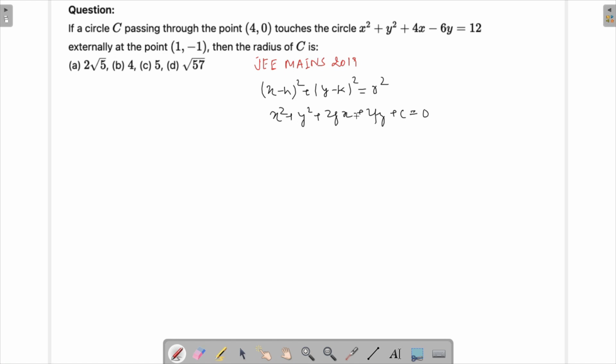In both these cases, what we see is that there are three unknowns: h, k and r, or g, f and c. And if I have to find all these three, then I need three conditions. We see only two conditions right away: this circle is passing through 4, 0, and this circle is touching another circle externally at 1, minus 1, so this point will also lie on the circle. So we have 2 points, but if we had been given a third point, we would have been able to find this easily.